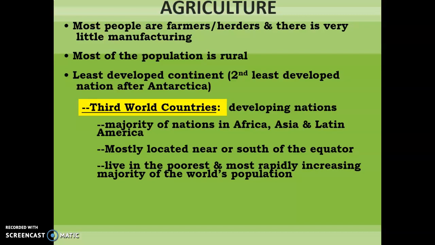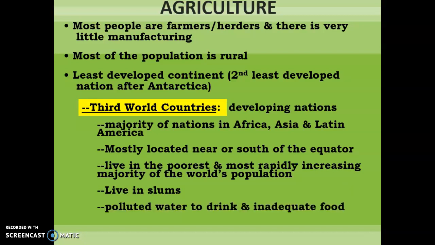Most of the third world countries, the people live in the poorest regions of the world, yet the most rapidly increasing. So again, they are having more people, yet they can't feed them and clothe them and house them. Most live in slums, something like you and I aren't even remotely familiar with. Water is very hard to come by, and they might have to walk miles to get good drinking water. And even then, a lot of the water has been polluted. And of course, they have inadequate food for a variety of reasons.